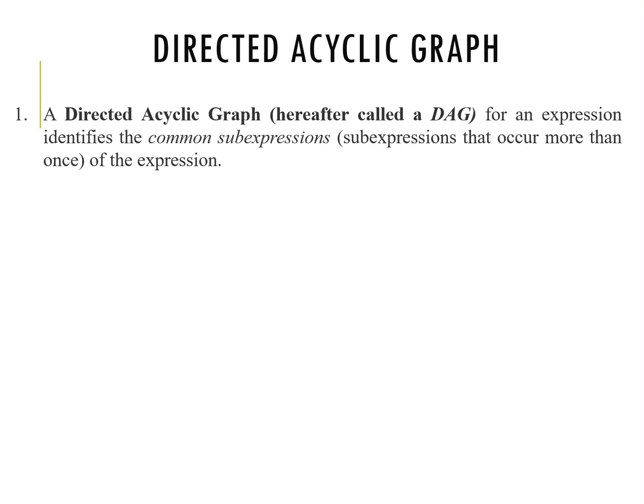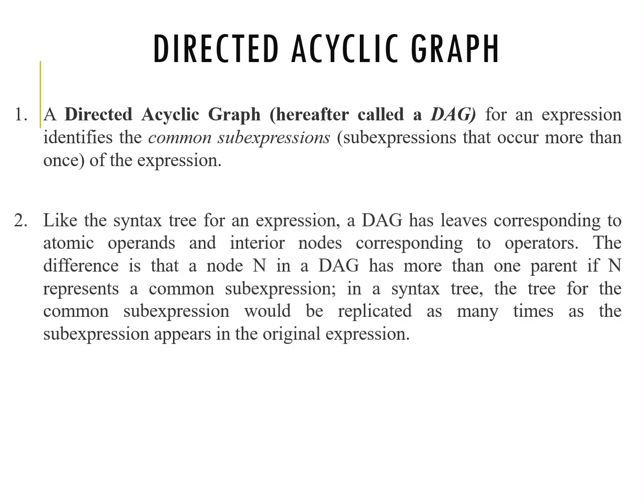Coming to the next topic, that is directed acyclic graph, which is also known as DAG. It is a graph for an expression which is identifying common sub-expressions. Common sub-expression means any sub-expression that occurs more than once in a given expression.